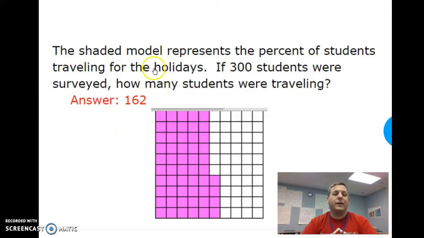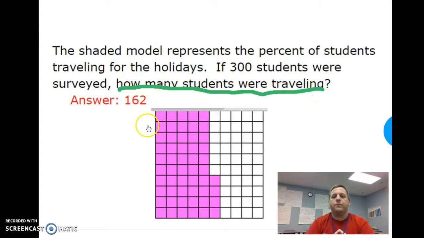Okay, so we're going to look at this problem. The shaded model represents the percent of students traveling for the holidays. If 300 students were surveyed, how many were traveling? First, we're going to look at the question. What is it asking us to do or solve? How many students were traveling?